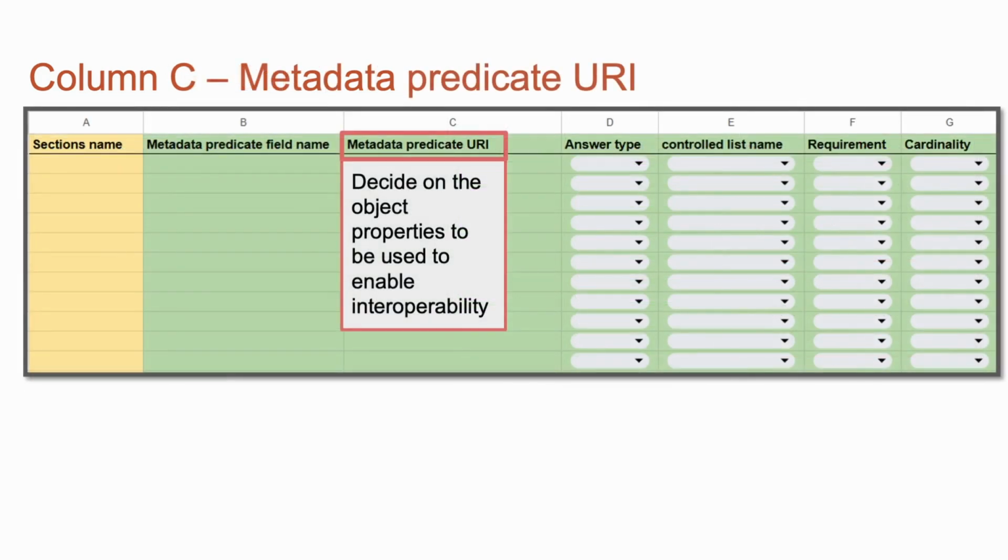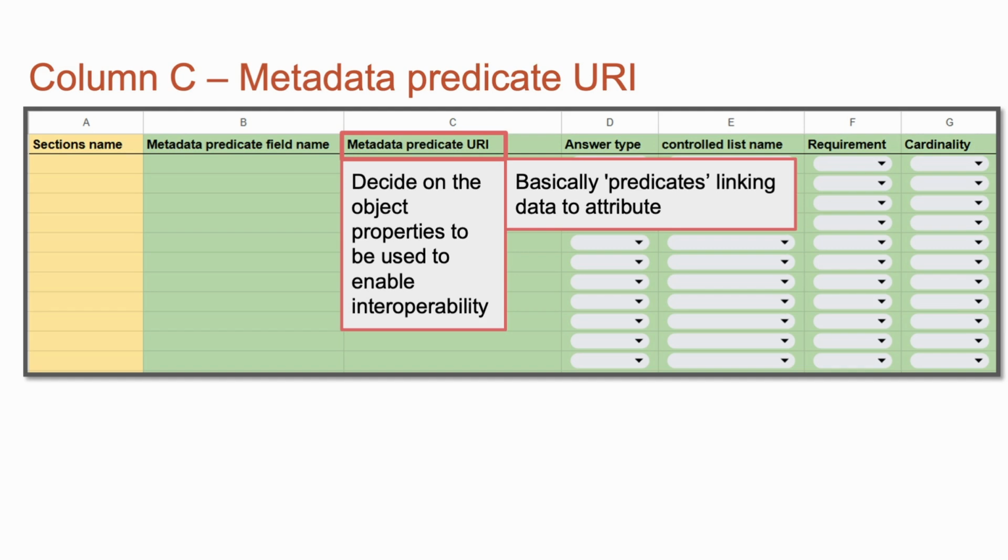We now come to column C, perhaps the most challenging but critical specification in the template. To make our schema truly interoperable and understandable by machines, the metadata field name needs to be complemented by a URI of the object property. Think of these as the predicates, the linking component in our metadata sentence that defines the relationship between the data and the attribute. Hence here the additional predicate label in both fields.